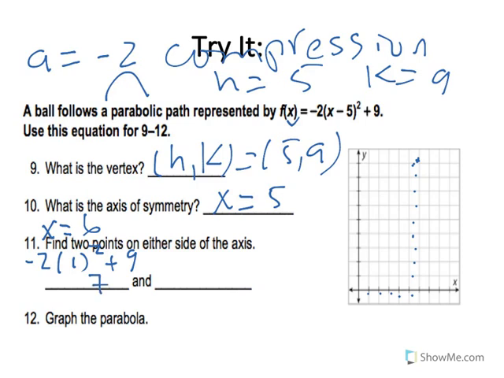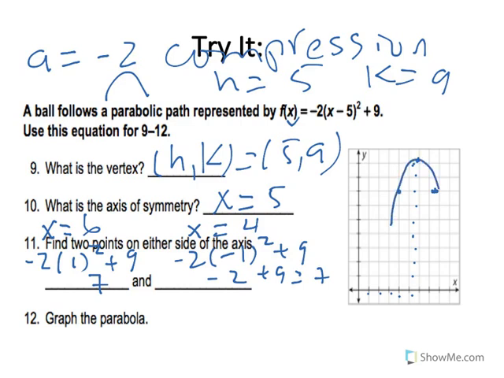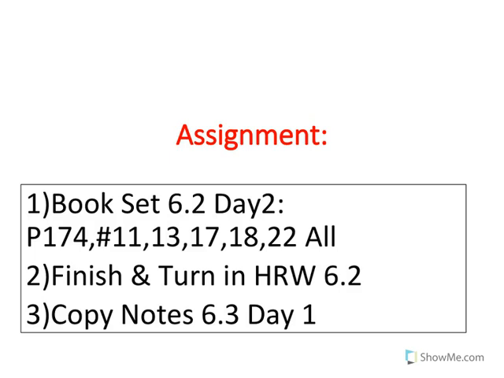7. Okay, and then the other point, when we pick 1 point to the left, when x is 4, we have -2 times 4 minus 5, which is -1, squared, plus 9. So this gives us -2 plus 9, which is also 7. So 6, 7 is this point, and 4, 7 is this point. So the graph opens downward, as we expected from the -2. Okay? So that's the end of day 2.